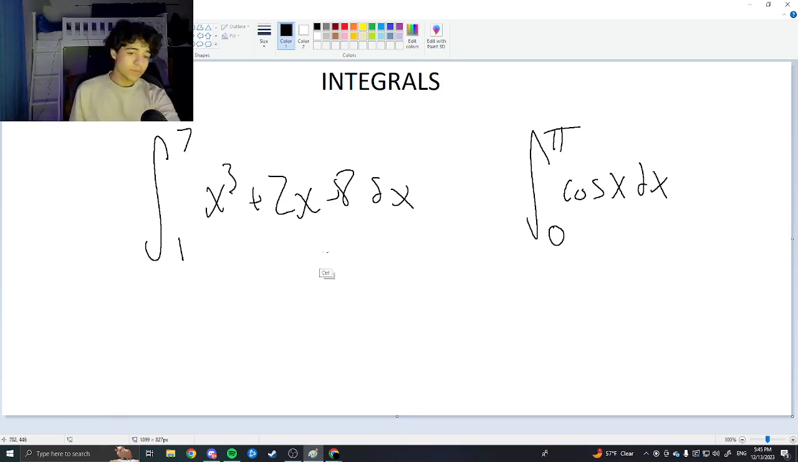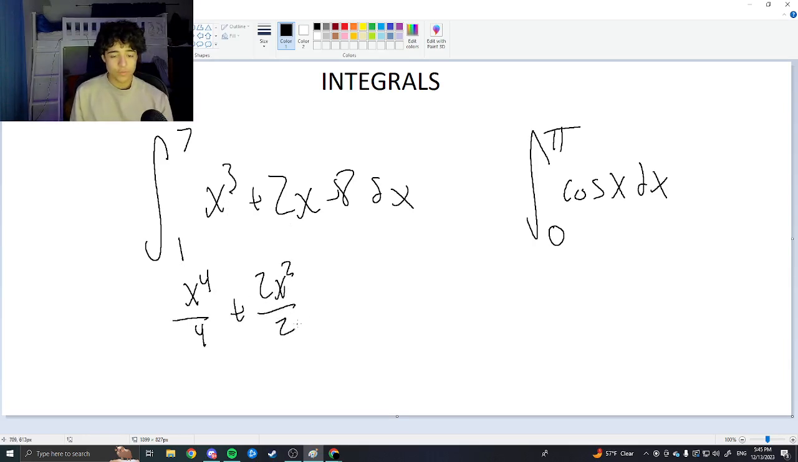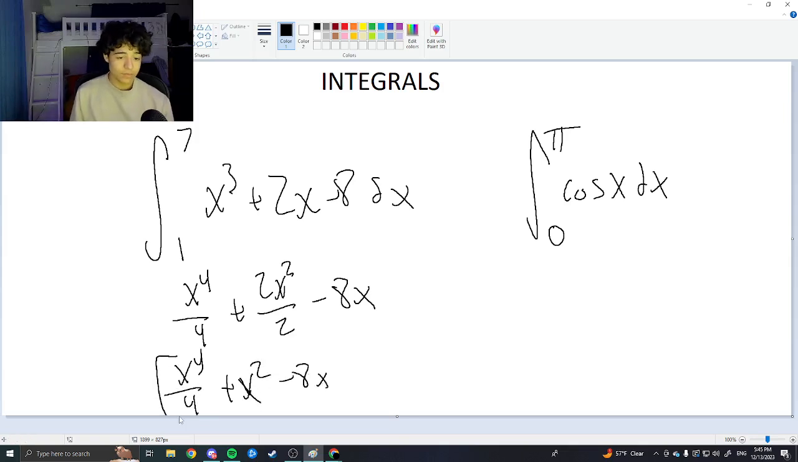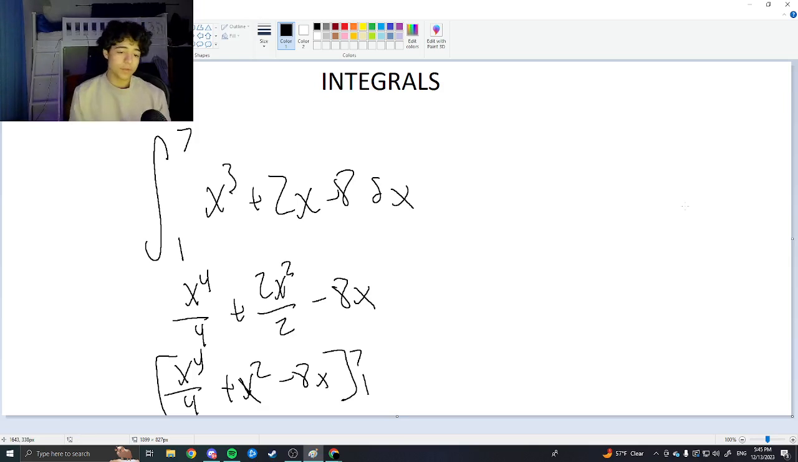So we have our first one, x cubed plus 2x minus 8. If we integrate this, we'll end up with x to the 4th power over 4 plus 2x squared over 2 minus 8x. We can simplify this more. We'll get x to the 4th over 4 plus x squared minus 8x. And we're not done because we have to plug in our 7 and our 1.